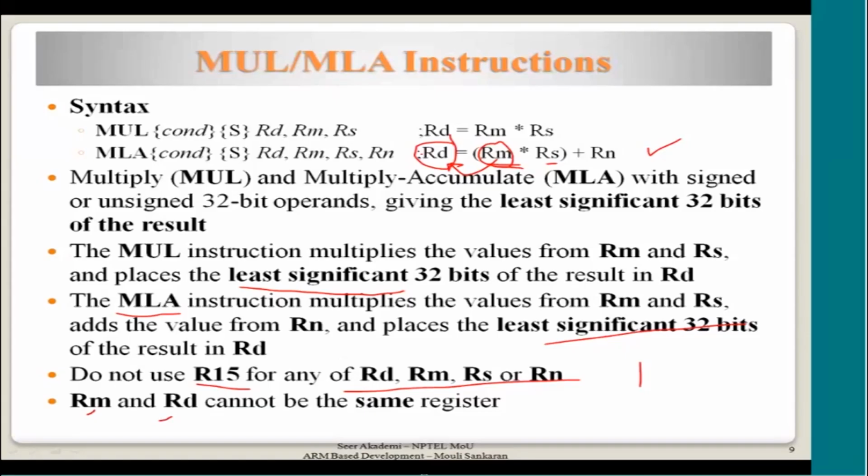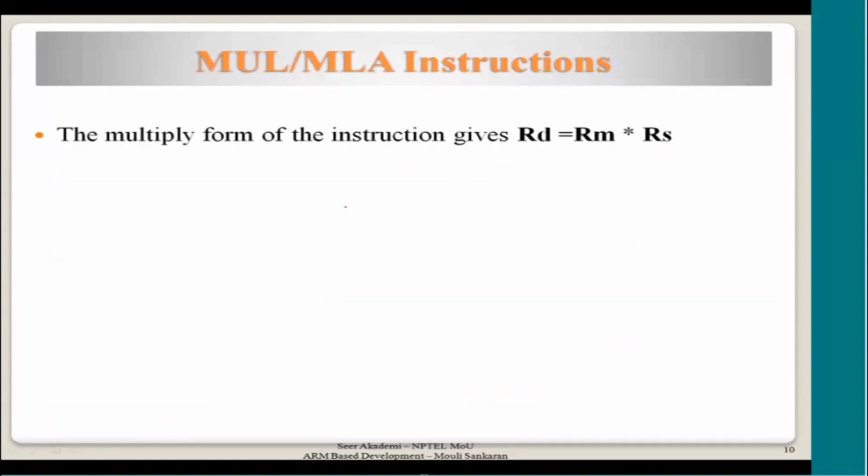So it doesn't want this to be the same register, because multiplication doesn't happen all together. It goes 8 bits at a time. I will explain that in the next slide. So for that purpose, RD and RM cannot be the same. Okay, good. Now what are the other restrictions?